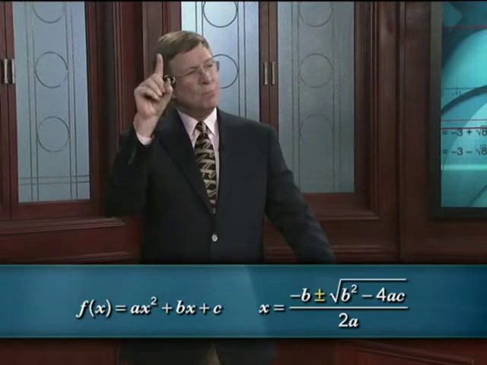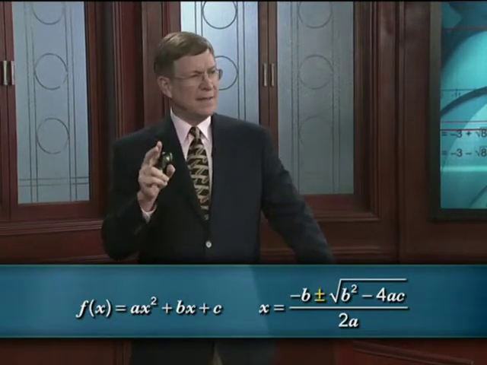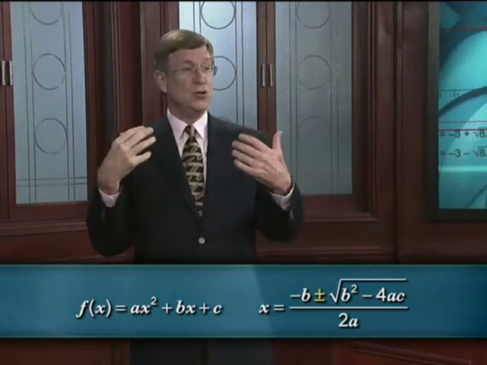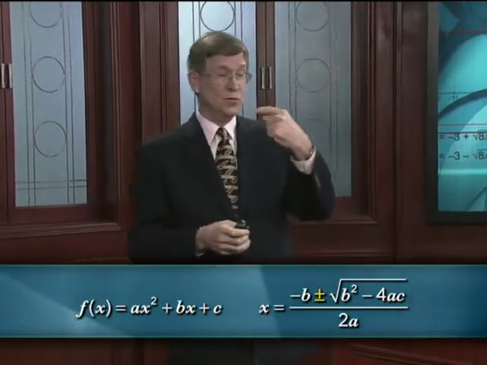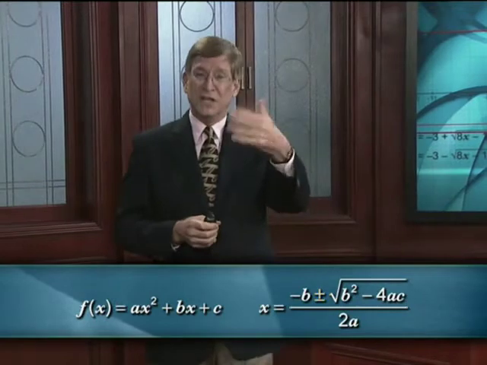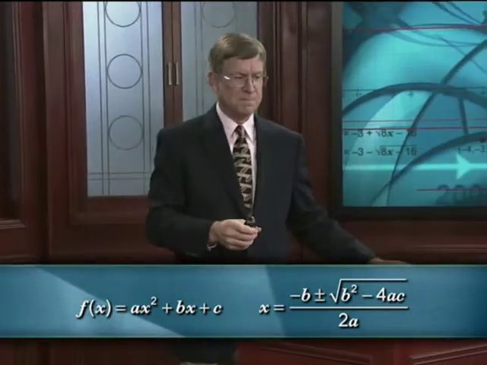Now, a couple of points here. You see that symbol plus minus. Basically, that means that there are potentially 2 roots, one of them using the plus sign and the other one using the minus sign. When we do an example, I'll illustrate what that means.